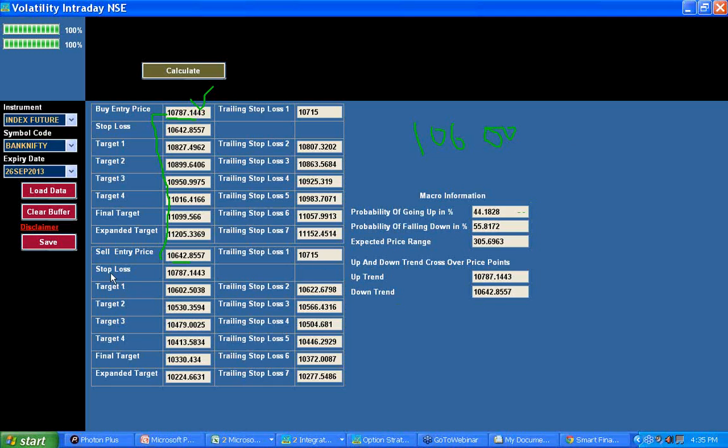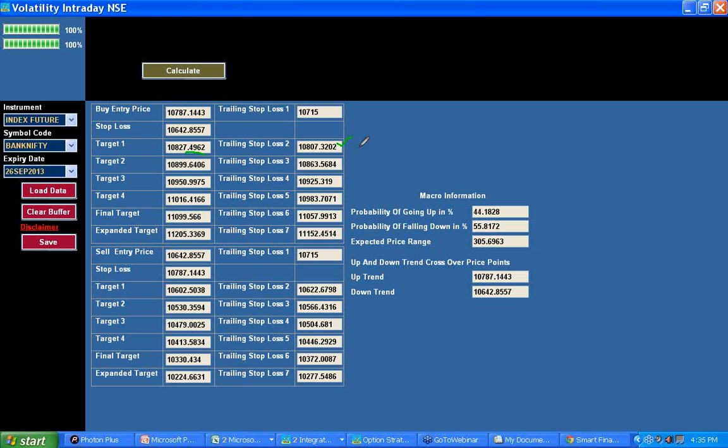So this is how we can use this thing, and each time you can follow the trailing stop loss method. Trailing stop losses also you can follow. For every target, we are giving what will be the trailing stop loss at each point, that also you can follow. Protecting the trade also you can follow.